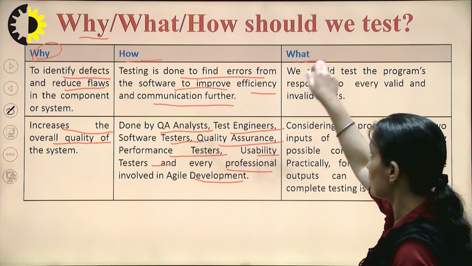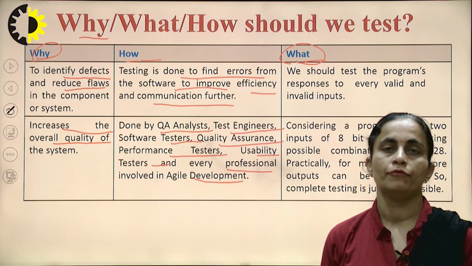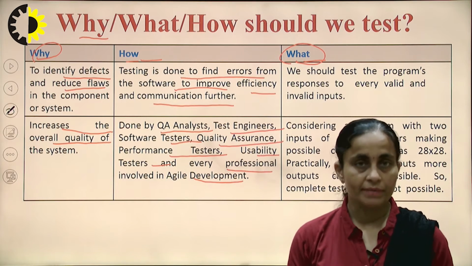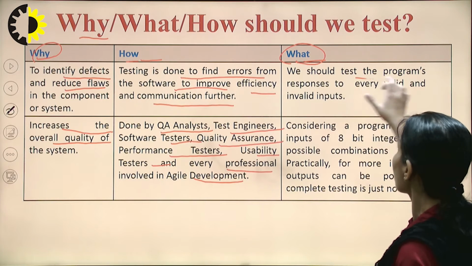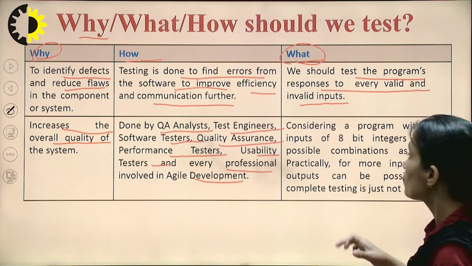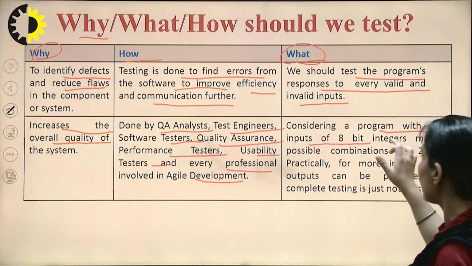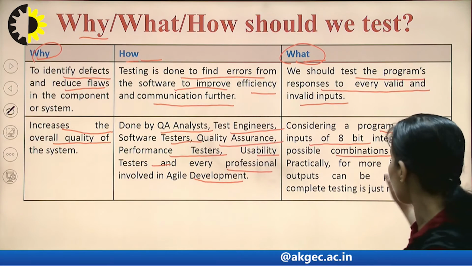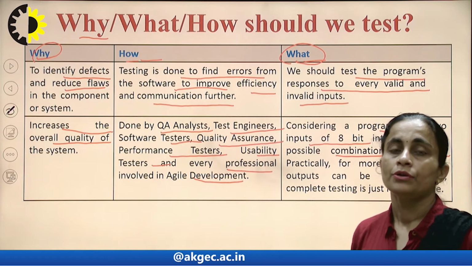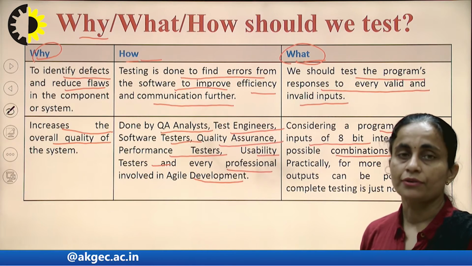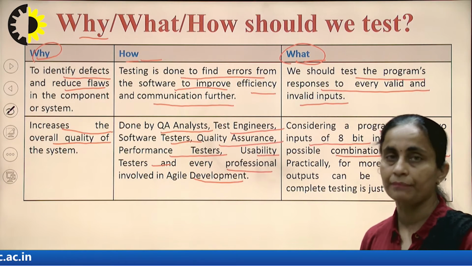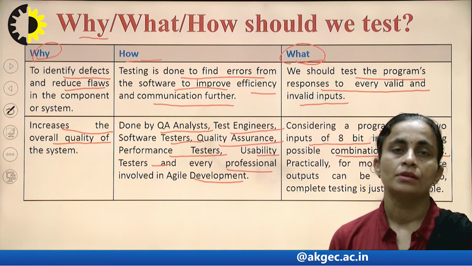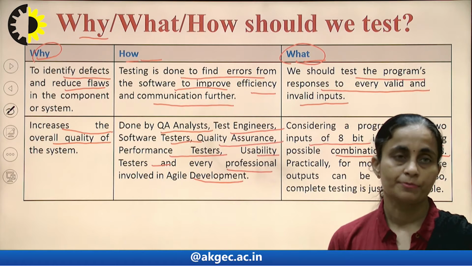Then comes what we should test. Suppose we write a simple program that works on 2-digit integers; we can imagine how many possibilities there can be. These possibilities are known as test cases. We should test the program's responses for every valid and invalid input. If I consider a program with 2 inputs of 8-bit integers, the possible combinations are 2 raised to power 8 times 2 raised to power 8, that is 256 times 256, and practically it is not possible to check all 256 cross 256 sets of inputs to see whether my program behaves correctly. So the question is which set of inputs we should consider to find maximum errors in my program, and finally say that my program is behaving correctly.